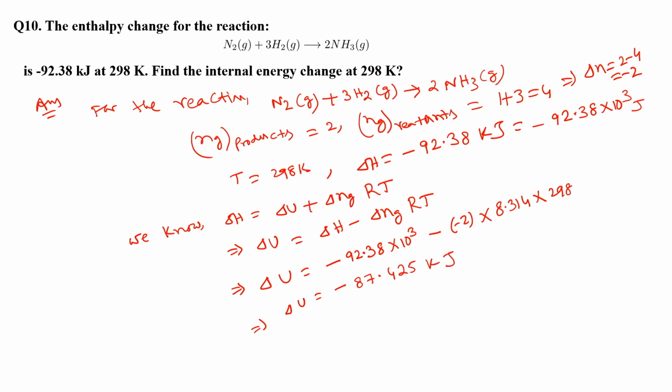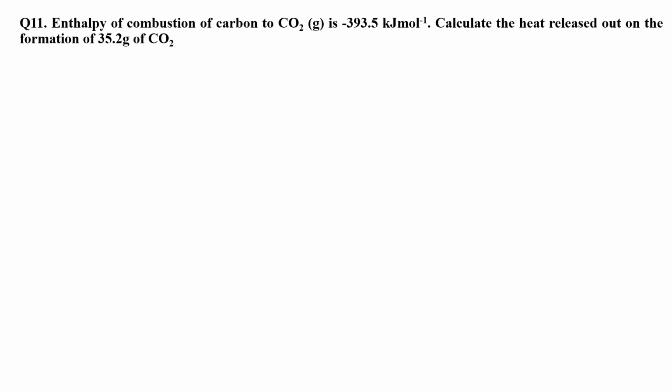So, this was problem number 10. Now, we move to problem number 11. It says the enthalpy of combustion of carbon to carbon dioxide is minus 393.5 kilojoule per mole. Calculate the heat released on the formation of 35.2 grams of CO2.